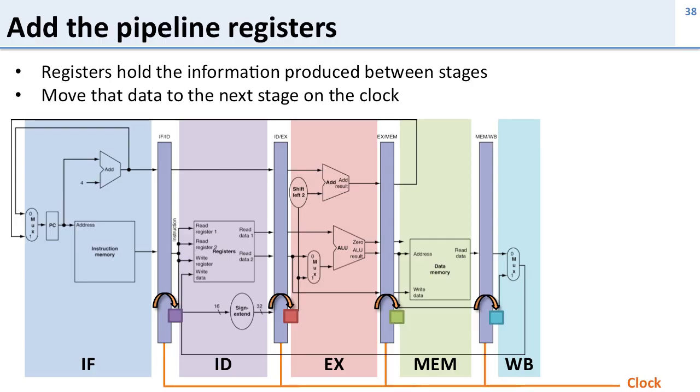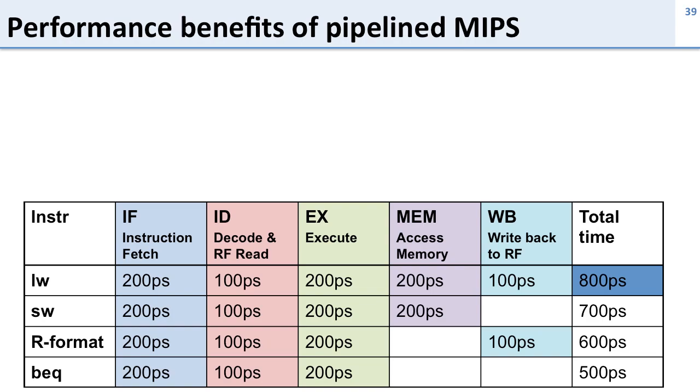So now we have the data waiting for each stage, and each stage then processes the new data, and on the next clock it'll get clocked in. So we repeat this over and over again. The data walks through the pipeline, and what's walking through the pipeline are the instructions that we're processing and the data they produced. So what are the performance benefits of pipeline MIPS?